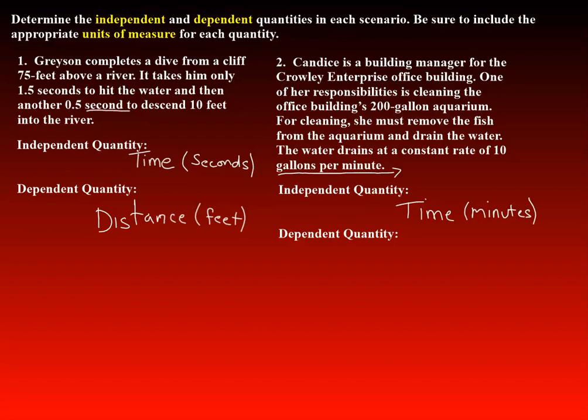So just remember that if a problem has time in it, that's always going to be the independent quantity because we don't control time. The dependent quantity on this is the water, and it's measured in gallons. And that's how we determine independent and dependent quantities.